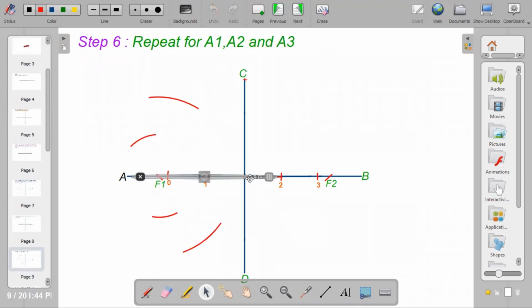Move on to the next one. You repeat the same method for A to 1, A to 2, and A to 3. So we are moving on to A to 1. We have done A to 0. This is A to 1.